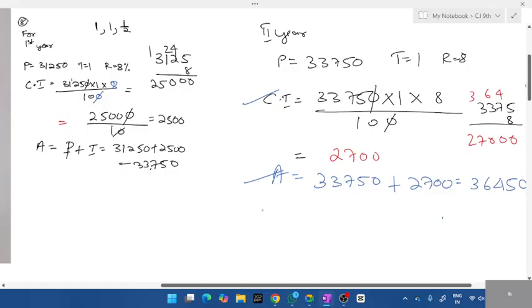What's the principal, students, for third year? What's the principal? Angel here. What did you all get? Ananya, Abigail. For third year, what's the principal?